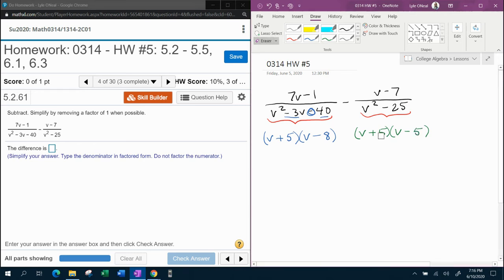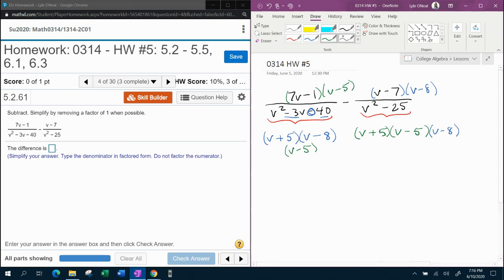So, now that we know what the denominators are factored, now we need to find a common denominator. So I notice that the second denominator is missing the v minus 8. And so he needs a v minus 8. If I give it to the bottom, I have to give it to the top. And the first denominator is missing the v minus 5. He needs a v minus 5. If I give it to the bottom, got to give it to the top.